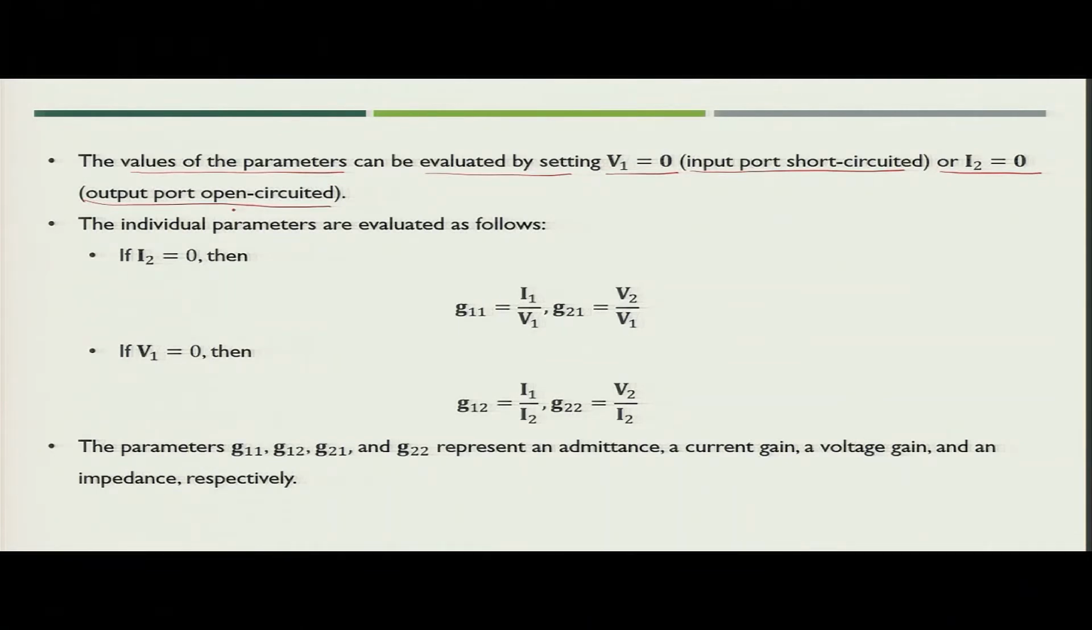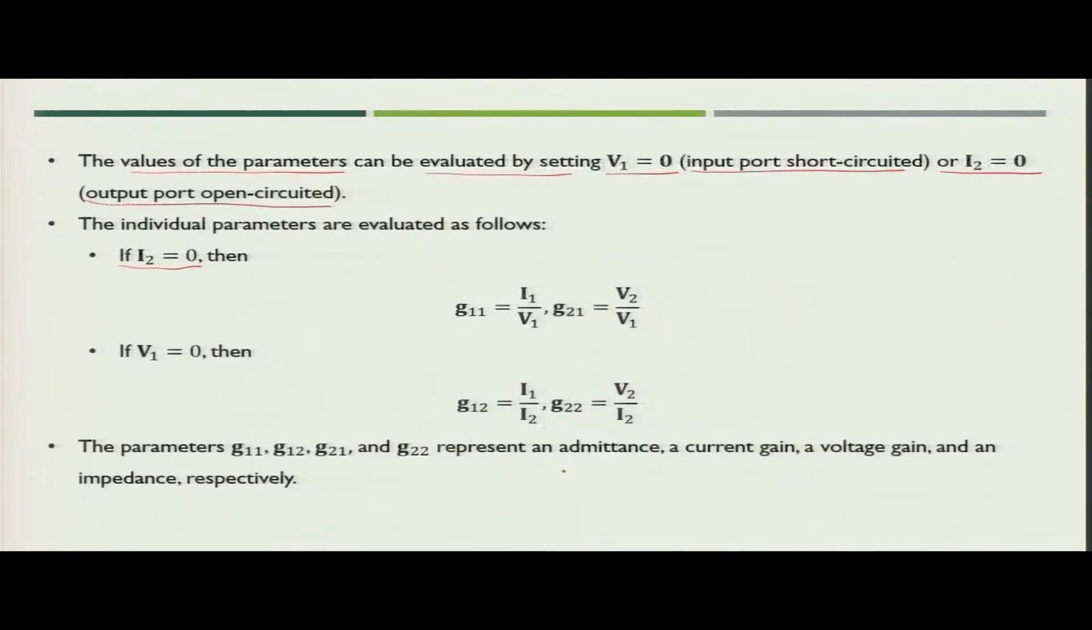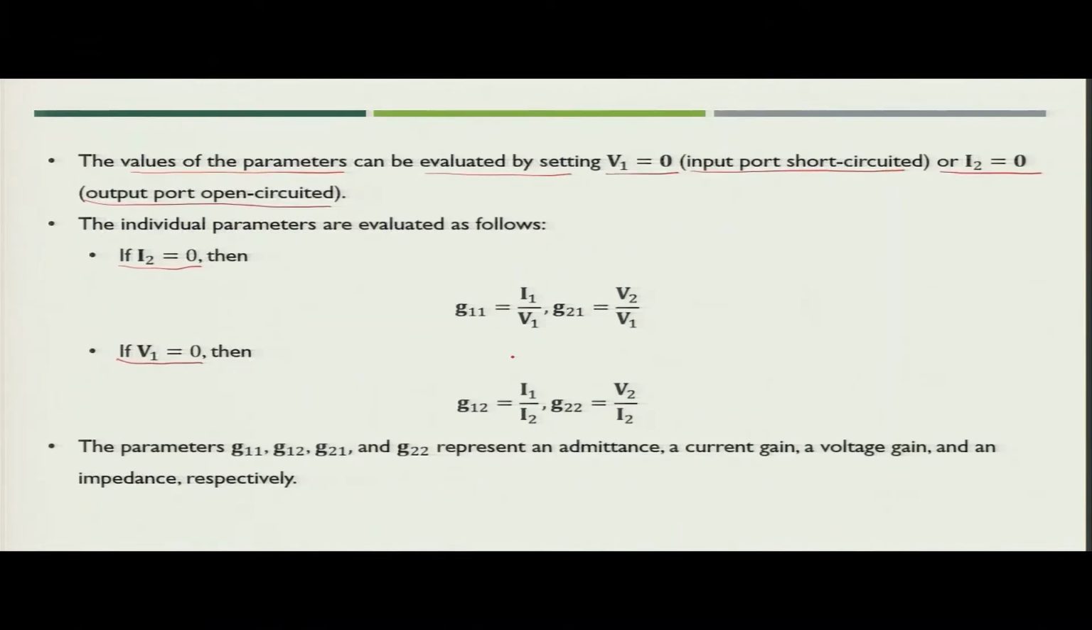Now if you set I2 equal to 0, G11 we will get as I1 upon V1, and G21 we will get as V2 upon V1. If you set V1 equal to 0, then you get G12 as I1 upon I2 and G22 as V2 upon I2.